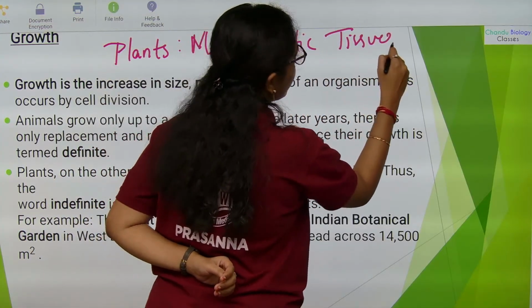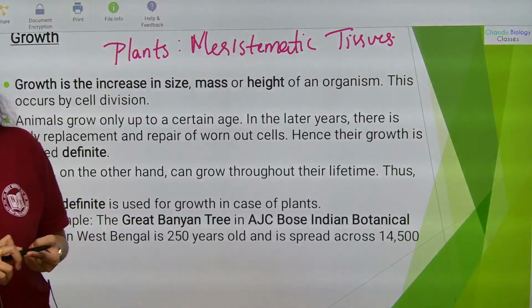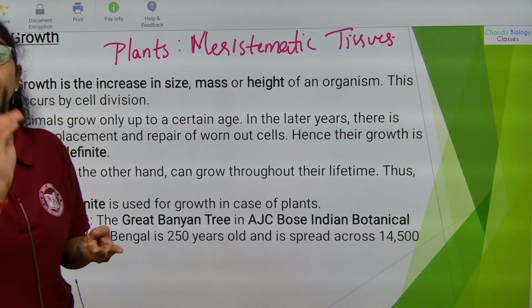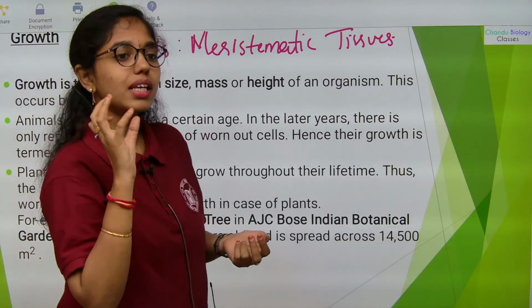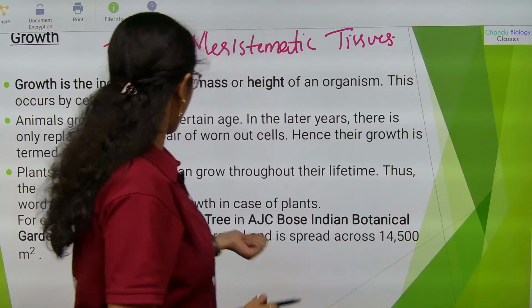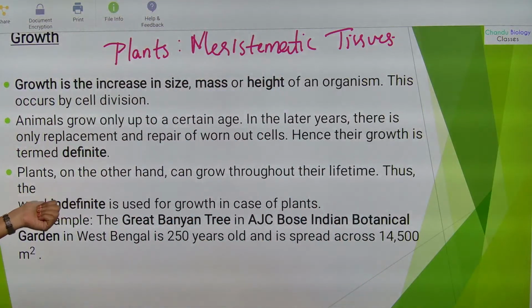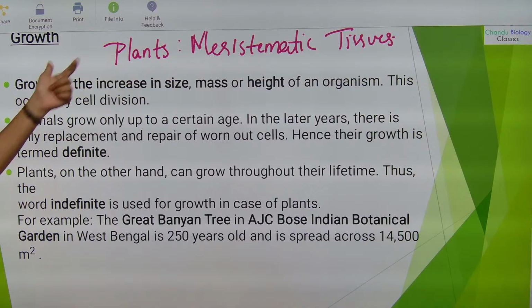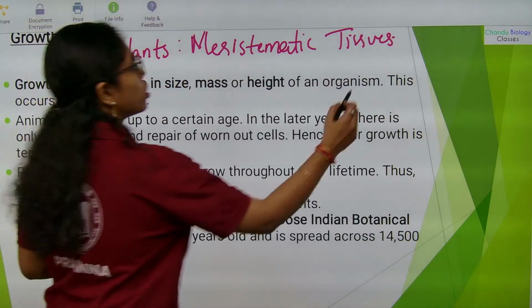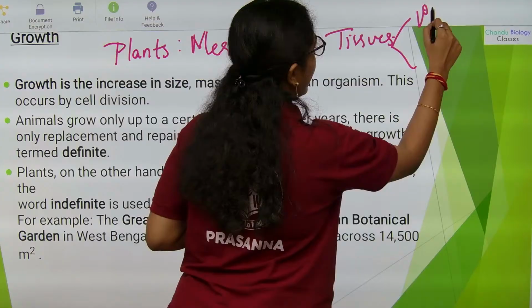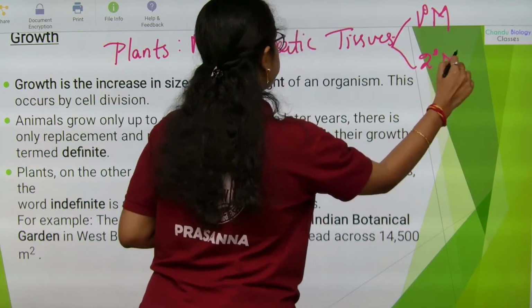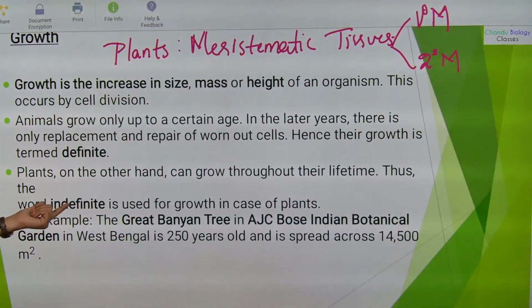Meristematic tissues in plants, as we all know, include primary meristems and secondary meristems, which aid in the continuous increase in plant size. That is why plant growth is indeterminate or indefinite, because of what? Meristematic tissues, both primary meristems and secondary meristems. And then the word indefinite is used for growth in the case of plants.